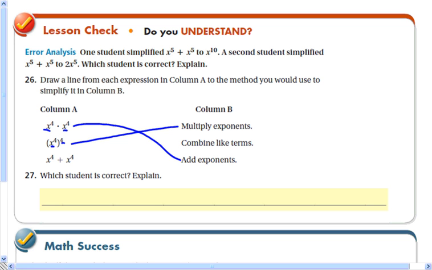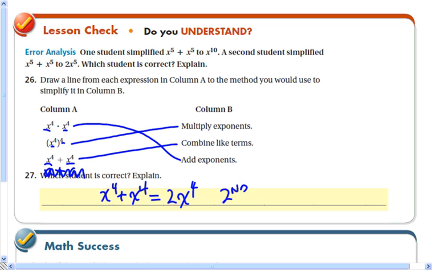And then the last one, these terms are just being added together, so it's like adding a plus a, which of course wouldn't be a squared, so we wouldn't multiply them. We just need to combine like terms there, and we get 2x to the fourth, so the second student is correct. All right, that's the lesson. I'll see you tomorrow.